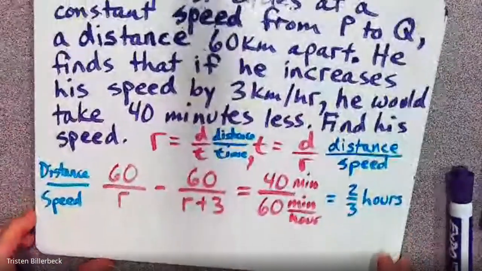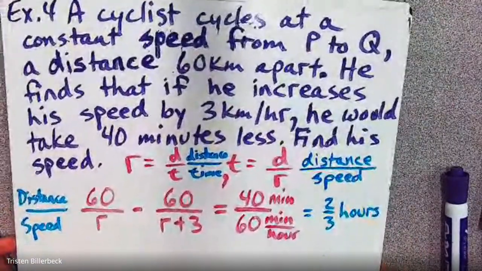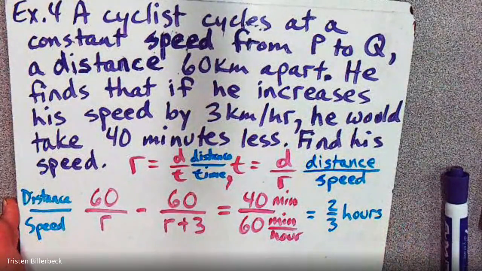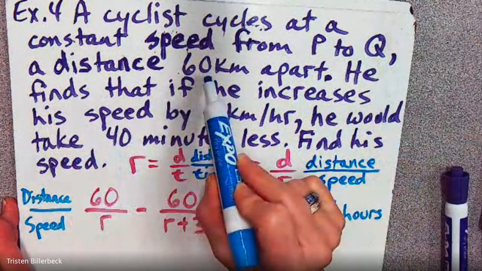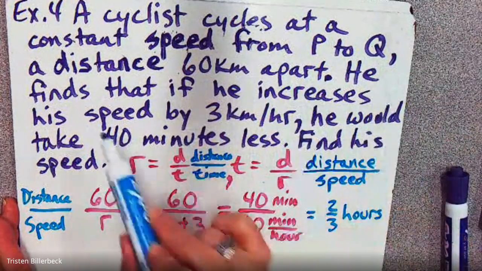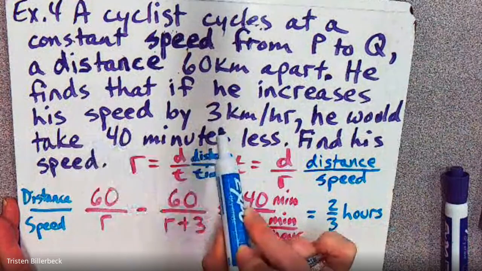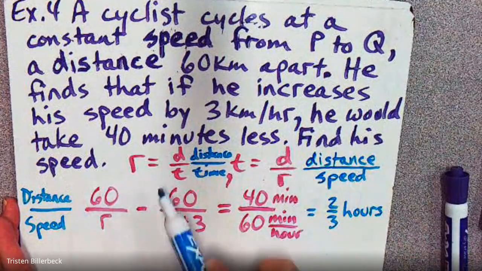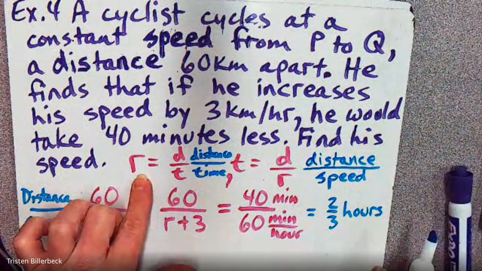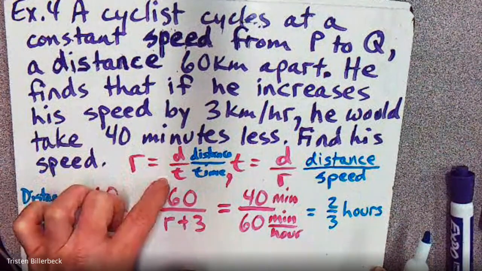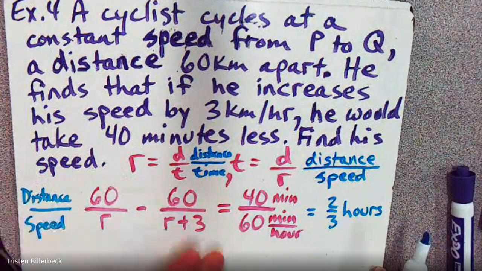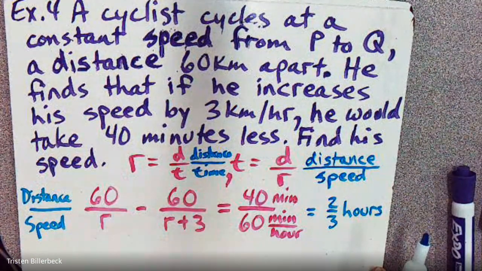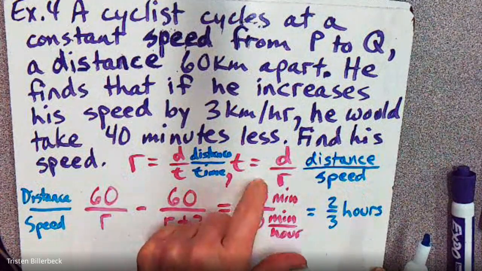So here we go. Last problem of this video. Okay, so a cyclist cycles at a constant speed from P to Q, a distance 60 kilometers apart. He finds that if he increases his speed by 3 kilometers per hour, he would take 40 minutes less. Find his speed. So if we say speed or rate is distance over time, but we need to set this up as time, so we're going to say time equals distance over r, or speed. Distance over speed gives you time.